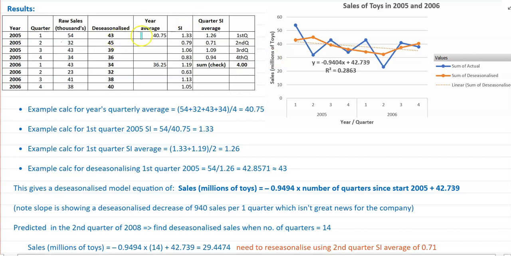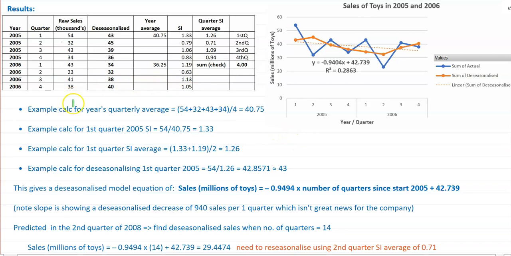Okay, then the last step is to deseasonalize these figures. So the example calc that I've put here is if I'm deseasonalizing this first raw sales, so quarter 1 2005, I take the raw sales and I divide it by the first quarter seasonal average of 1.26, and that gives me a deseasonalized sales of 43,000. Then going on to deseasonalize the rest of the data.